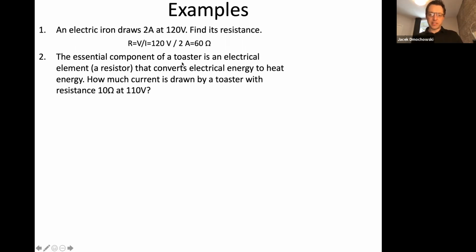The essential component of a toaster, a very reliable device, is an electrical element, a resistor. Yes, those wires inside the toaster are resistors that convert electrical energy to heat. So how much current is drawn by a toaster with a resistance of 10 ohms at 110 volts? Your toaster is labeled as having a resistance of 10 ohms and it's operating at 110 volts. So how much current is passing through those toaster wires?